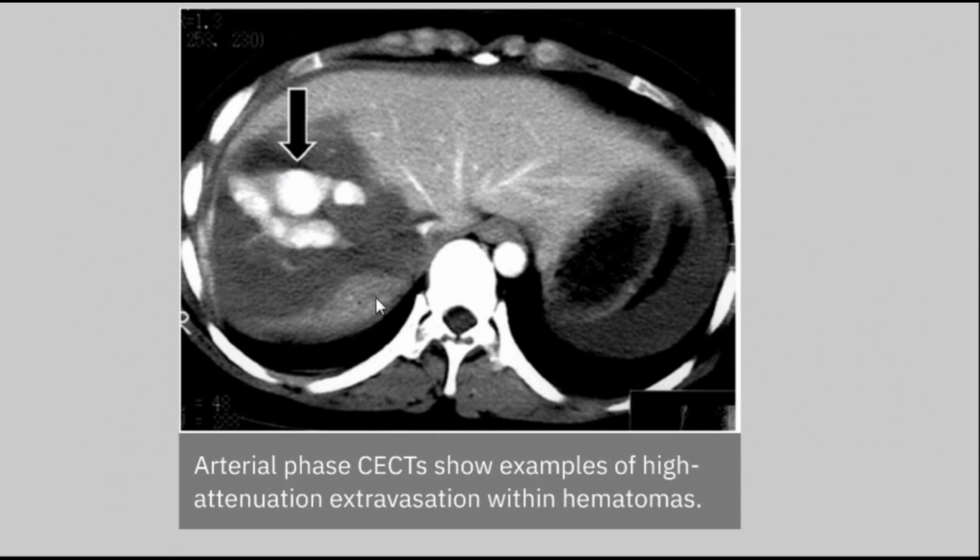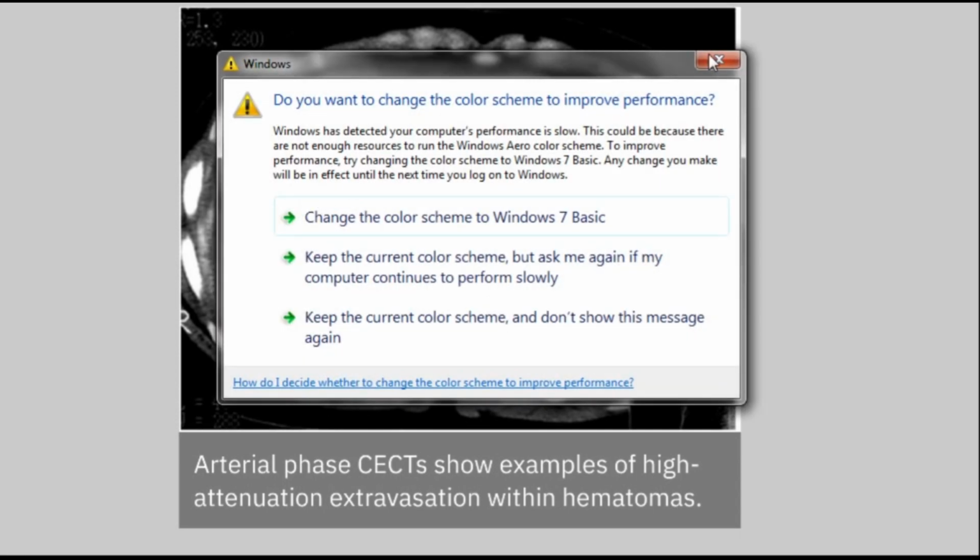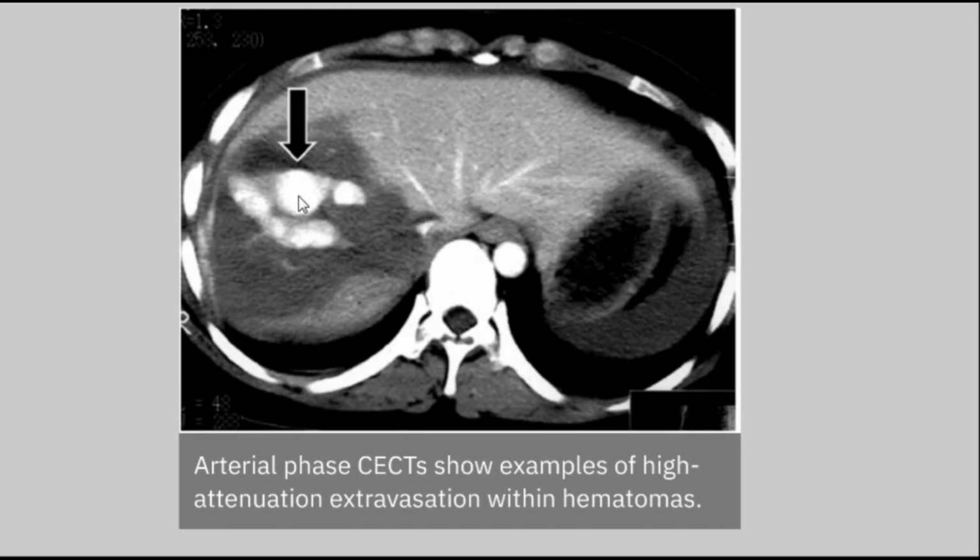Of course, there is this area of hypodensity, and within the liver parenchyma you can see this area of hyperdensity. So what is it? This is the spillage of the contrast. So this area of hyperdensity indicates active bleeding, acute hemorrhage. Why?